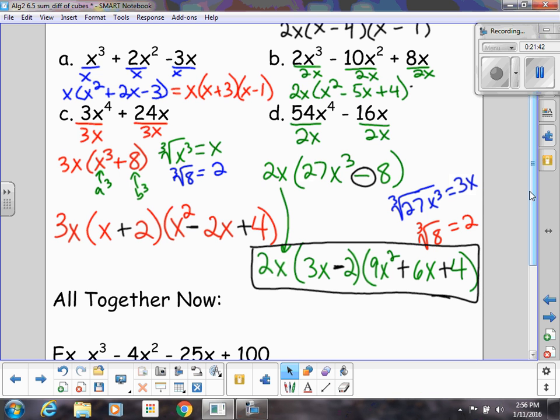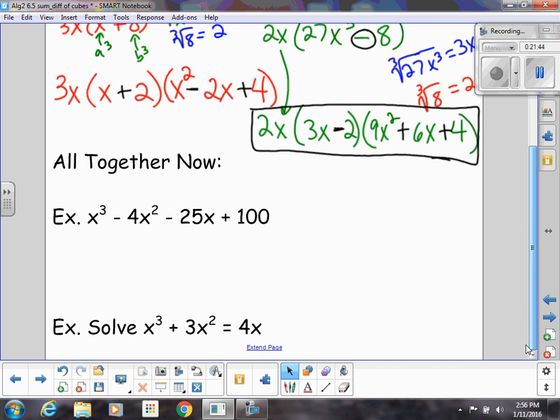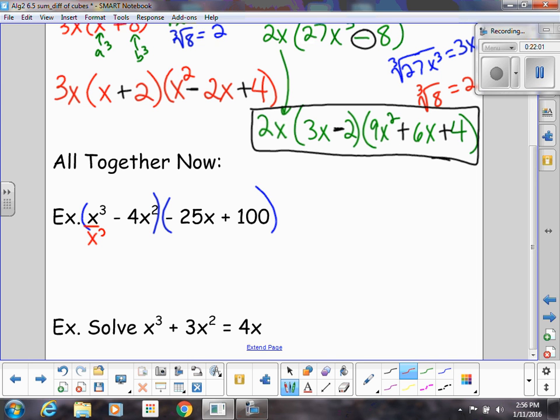Isn't that insane how much we can do? All right, so a few more, and then we'll be done, and then we'll practice this a lot more in class. So this has 4 terms, so that's where we want to do the grouping. So here's a good review of factor by grouping. So group the first 2 and the last 2. Divide each of these by what we can divide them by. So this is going to be x squared. That's going to leave me with x minus 4. I can divide each of these.